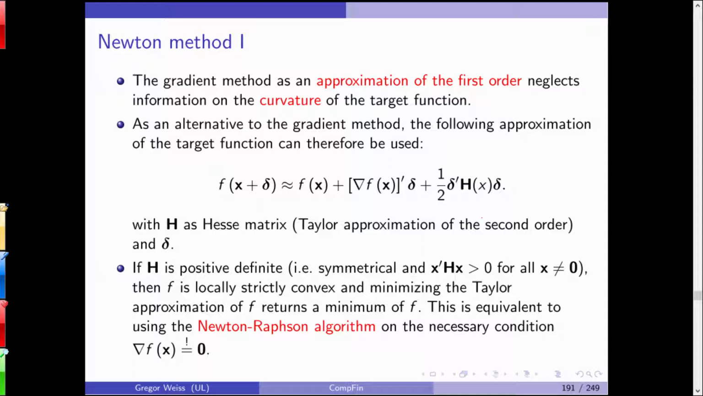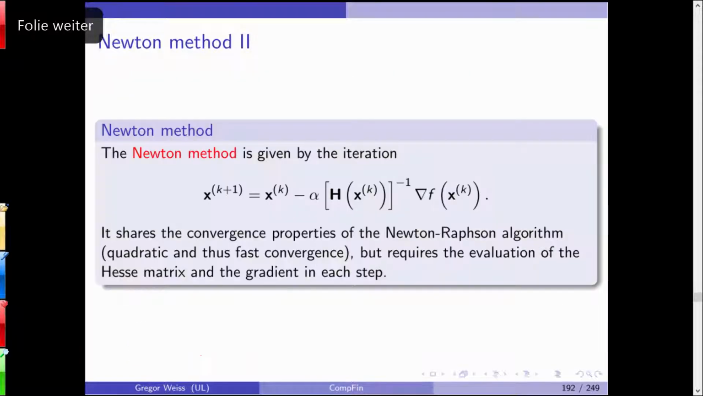If H is now positive definite, that is symmetrical, and if x transpose times the matrix times x is larger than 0 for all vectors that are not equal to the 0 vector, then f is locally strictly convex, and minimizing the Taylor approximation returns a minimum of f. So this is equivalent to using the Newton-Raphson algorithm on the necessary condition that the gradient has to be the 0 vector. And this is the Newton method. It looks similar to the method of steepest descent, but it has some changes to it.